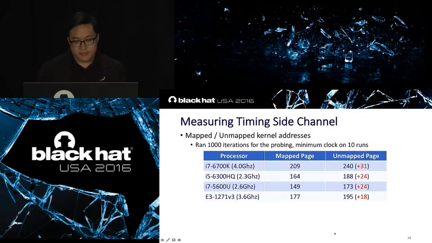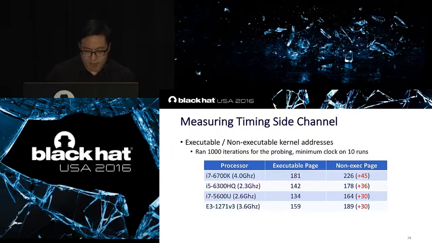And we conducted this experiment on 4 different processors across 3 different architectures: Intel's Haswell, Broadwell, and Skylake. And from all of the processors, we can see a clear timing difference. So a mapped page always returns a fault faster than an unmapped one. And on accessing executable and non-executable addresses, we can also see that an executable address always returns faster than a non-executable one.